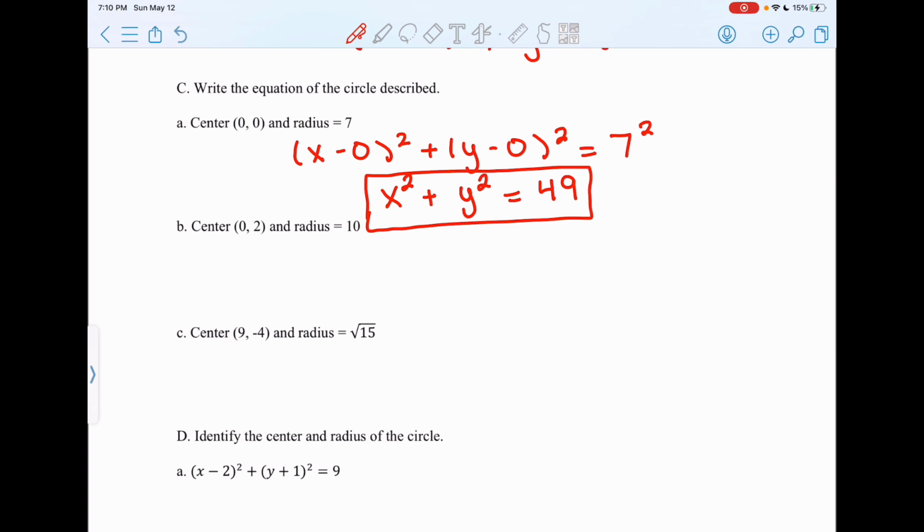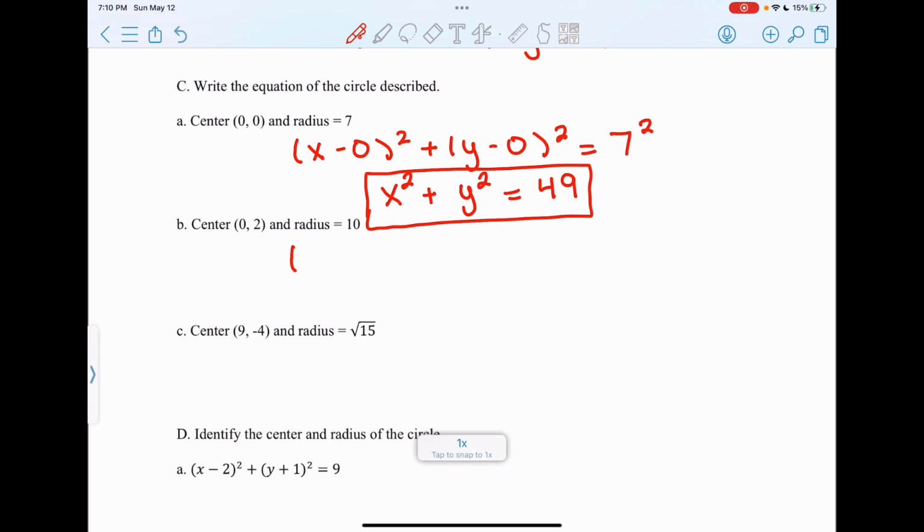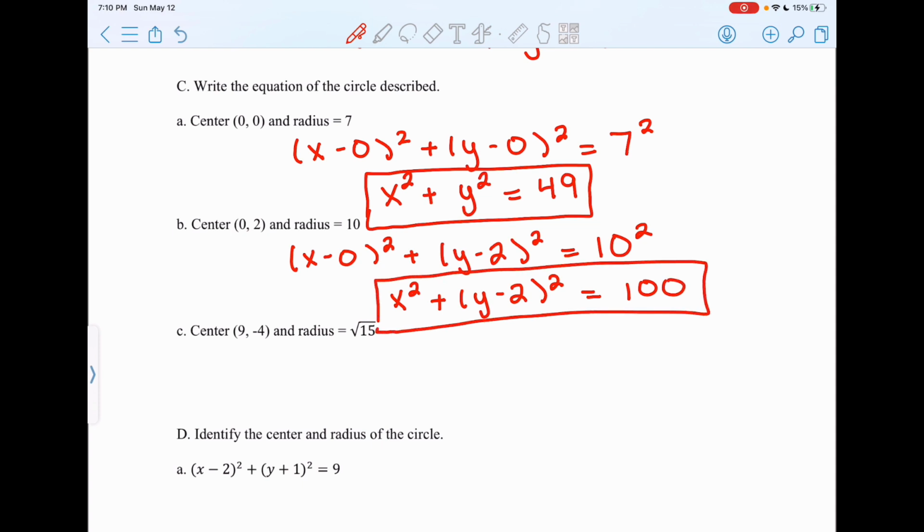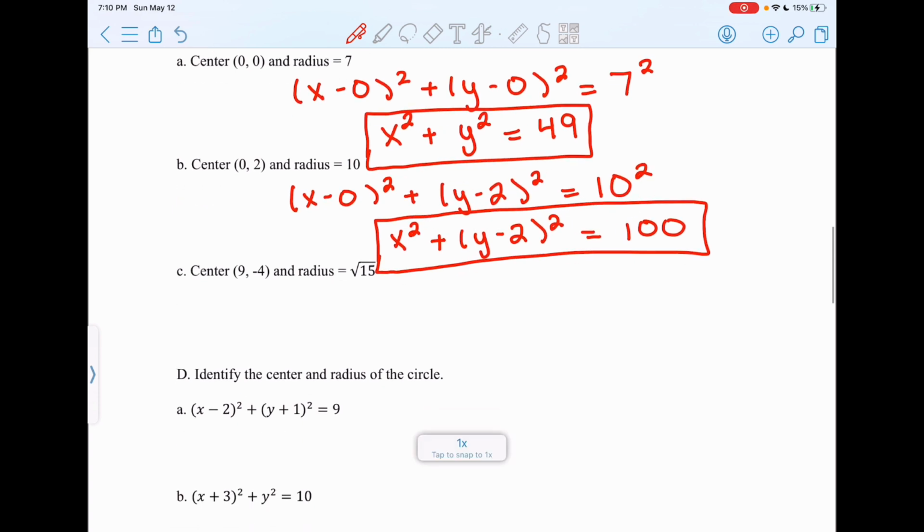Our center is 0, 2, so that means that I'm going to say x minus 0, since that's the x coordinate of the center, plus y minus 2 squared is equal to 10 squared. X minus 0 is just x. I'm going to leave the y minus 2 squared how it is, and 10 squared is 100. Let's try this one more time.